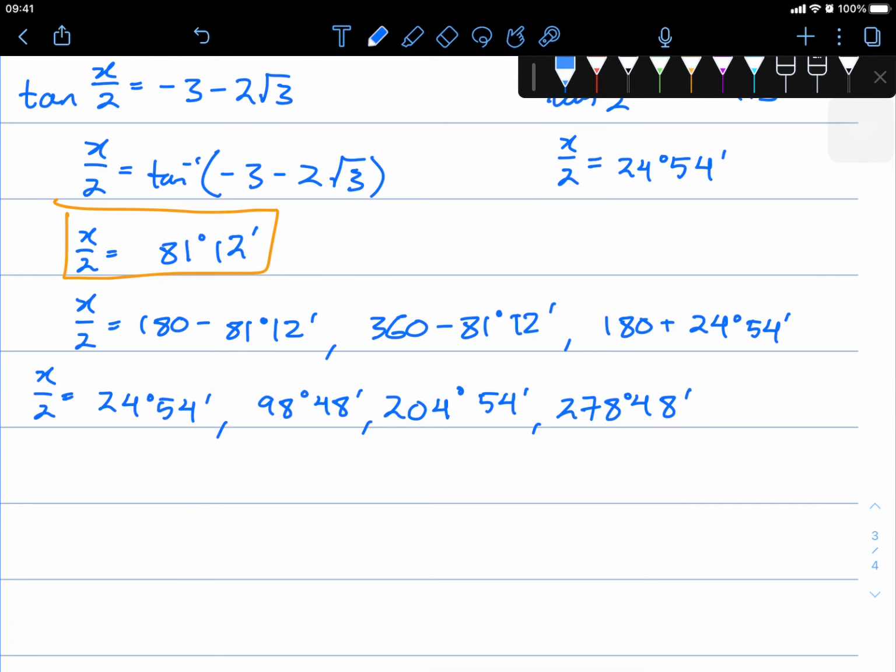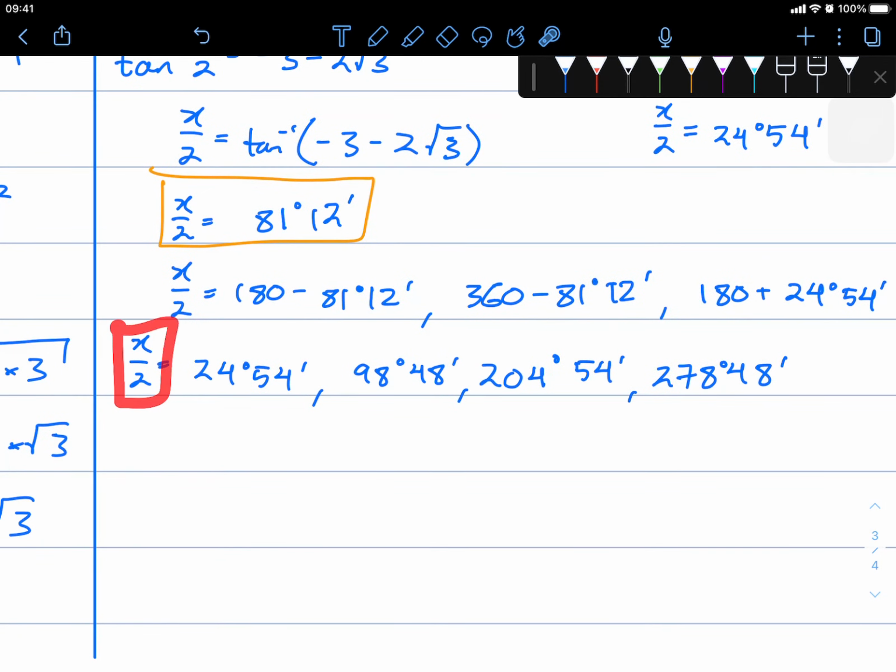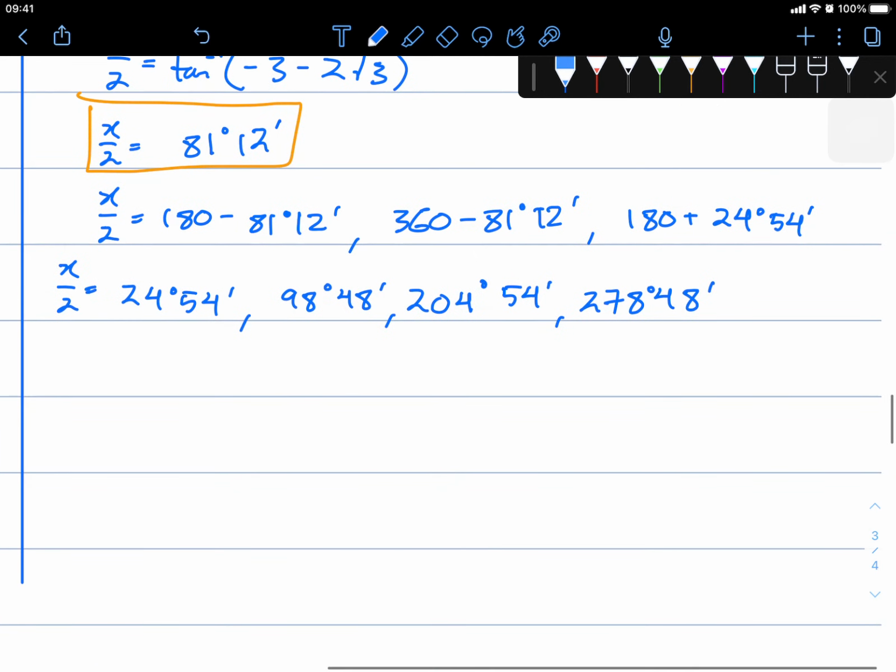Now we have one last step, because that is x over 2. We want our answers to just be x. So we're going to double all of these answers here. So 24 degrees, 54 minutes times 2. 49 degrees, 48 minutes, that's 1. 98 degrees, 48 minutes times 2. We get 197 degrees, 36 minutes.